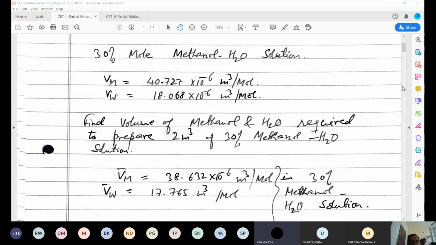Sir, the molar volume that we found was 24 into 10 to the power -6, so that was for 1 mole of 30% methanol water solution, right? Correct. So we are going to find out for 2 meter cube of whole solution from the molar volume, right sir? How much will it be? Yes sir.